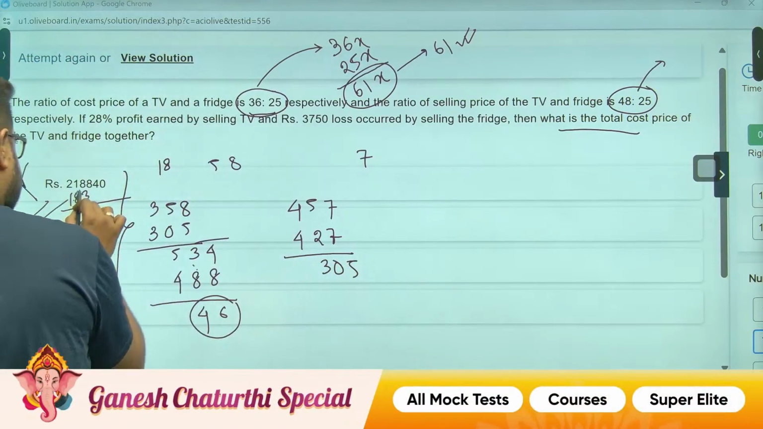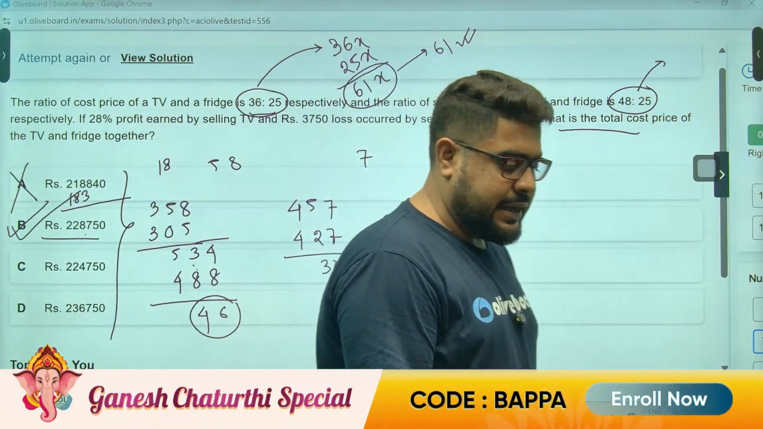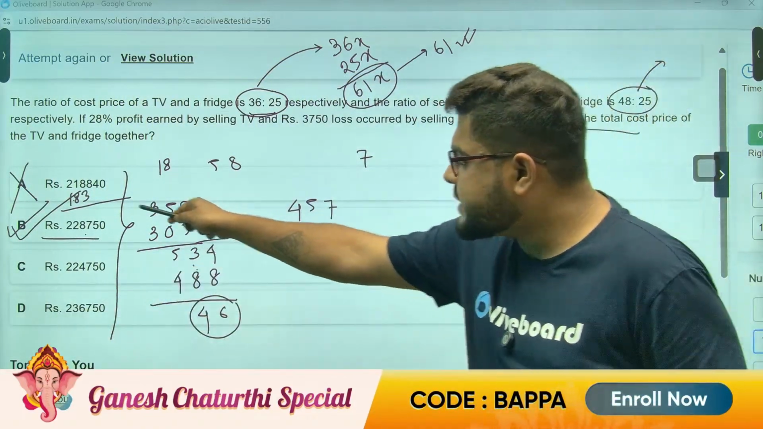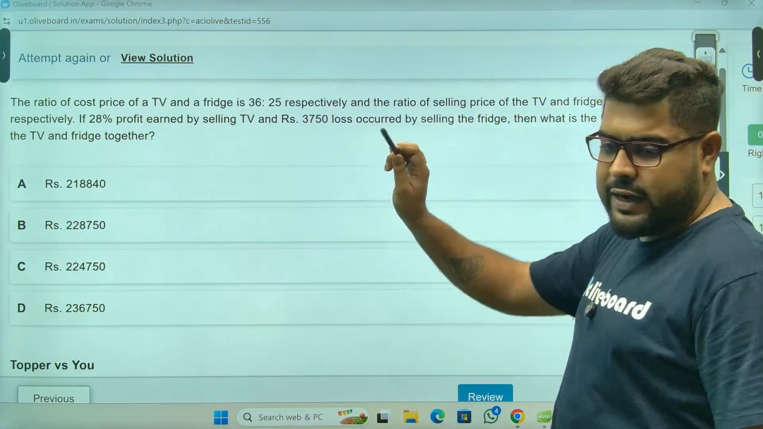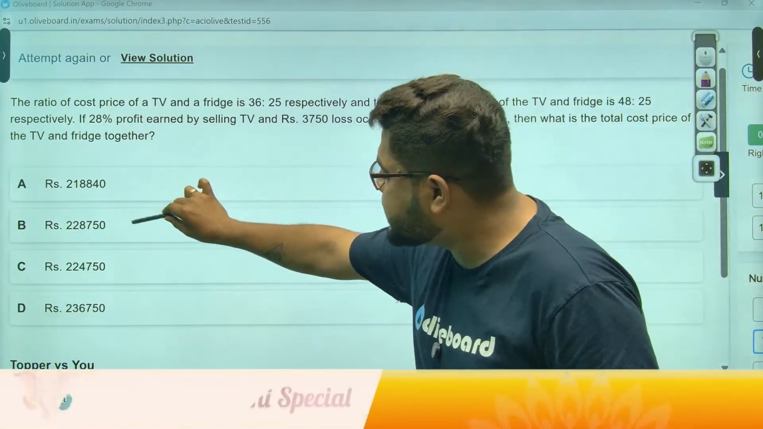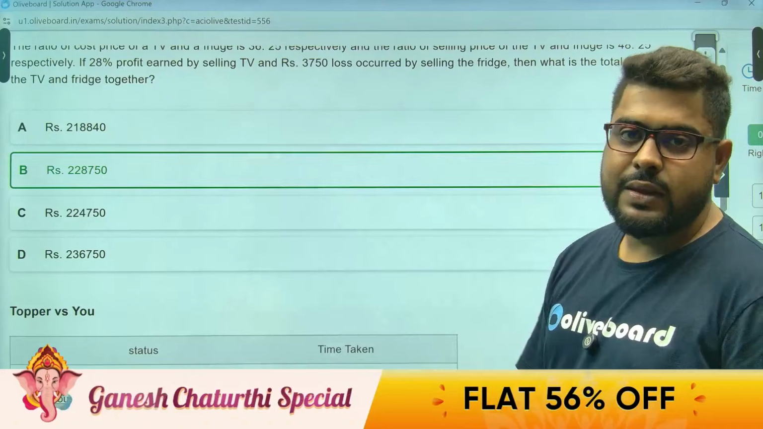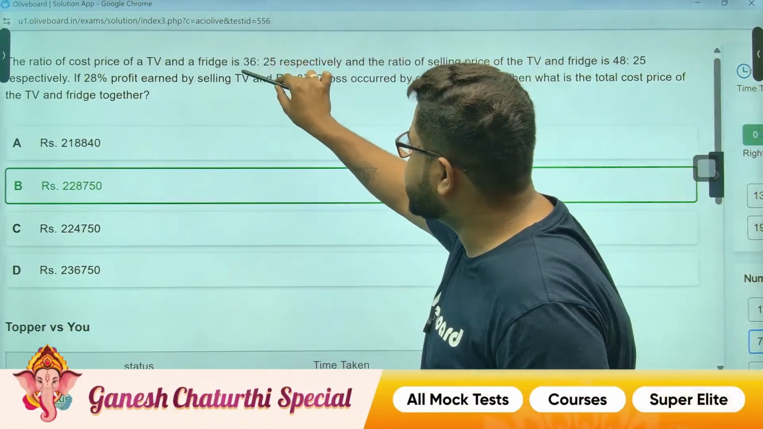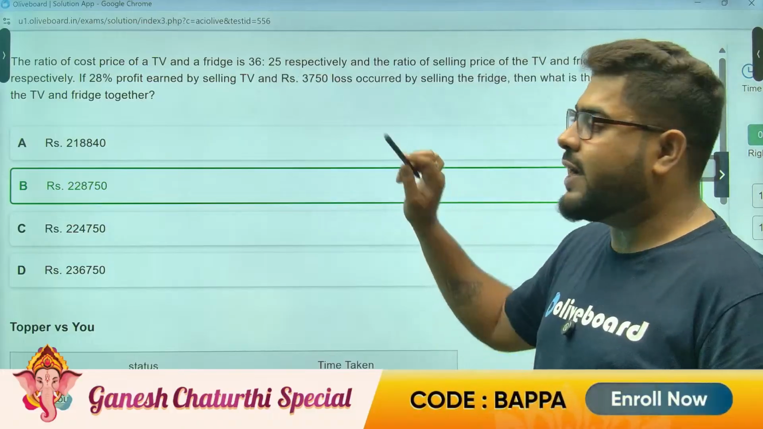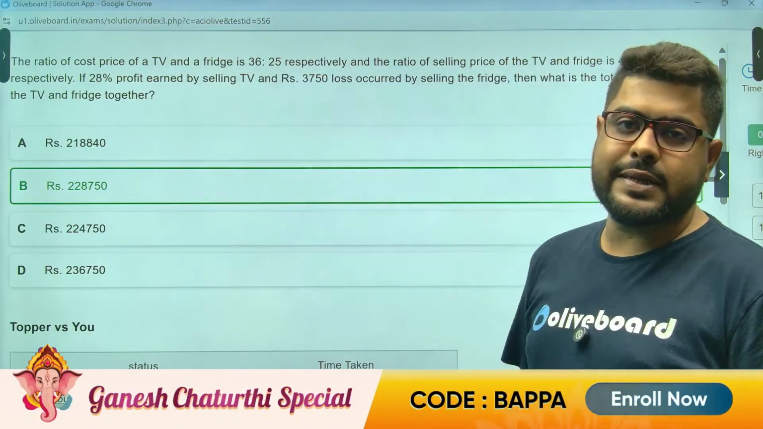Option B is the answer, sir. This is divisible. You see, option B is divisible by 61. You don't even need to check. If you are confident enough, you don't need to check. You see, this has to be my answer. Look. You are getting my point. So I just understood one simple concept. He said this 36 and 25, so this has to be a multiple of 61.